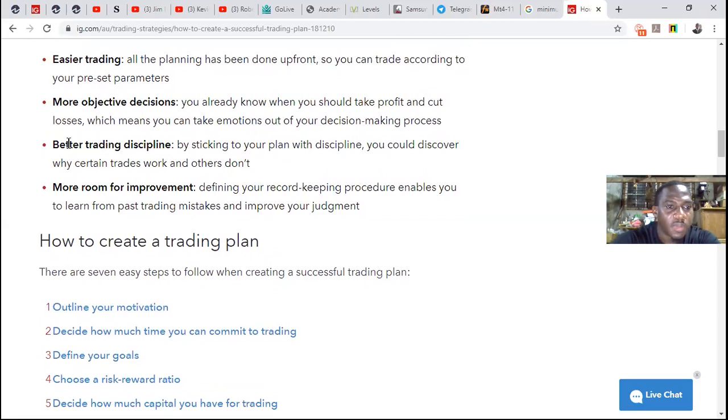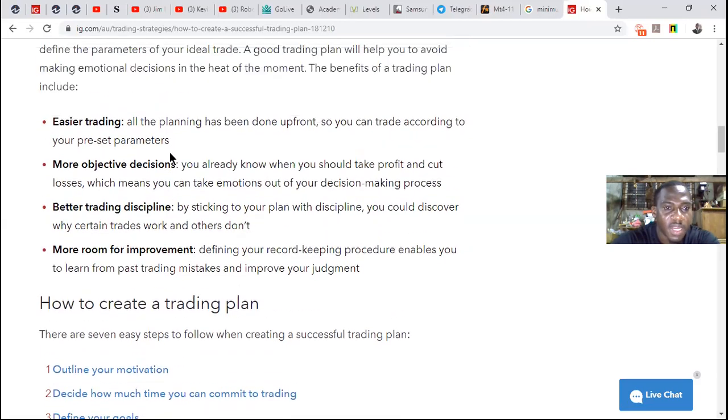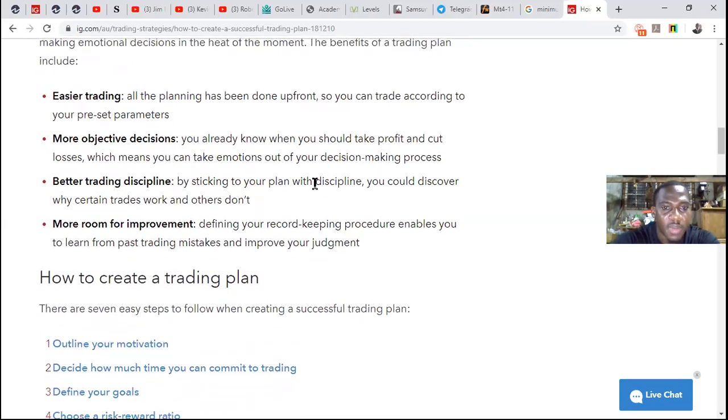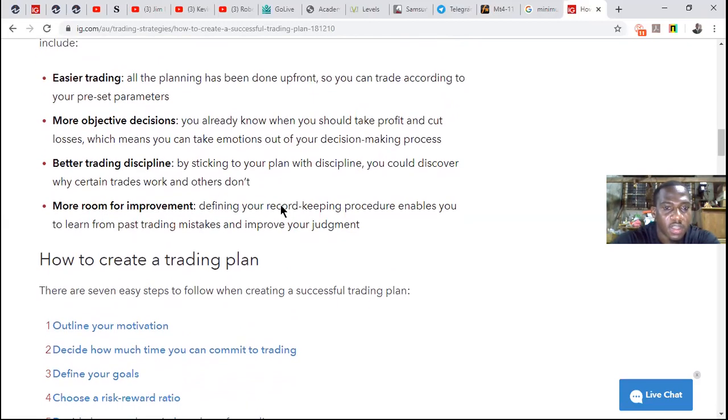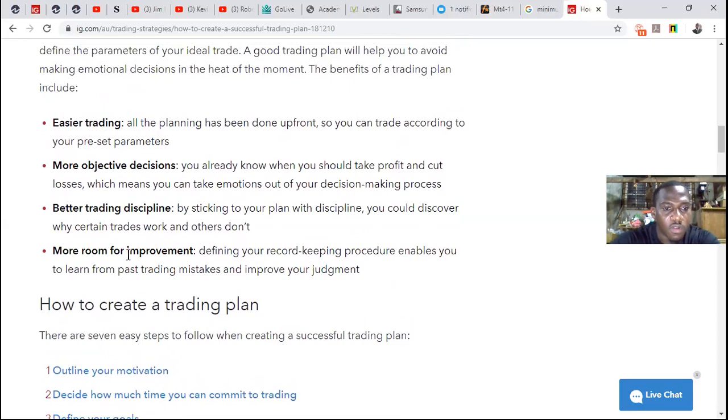It helps you with better trading discipline. When you're sticking to your plan with discipline, you can discover why certain trades work and others don't. All right? More room for improvement. Defining your record keeping procedures enables you to learn from past trading mistakes and improve your judgment.